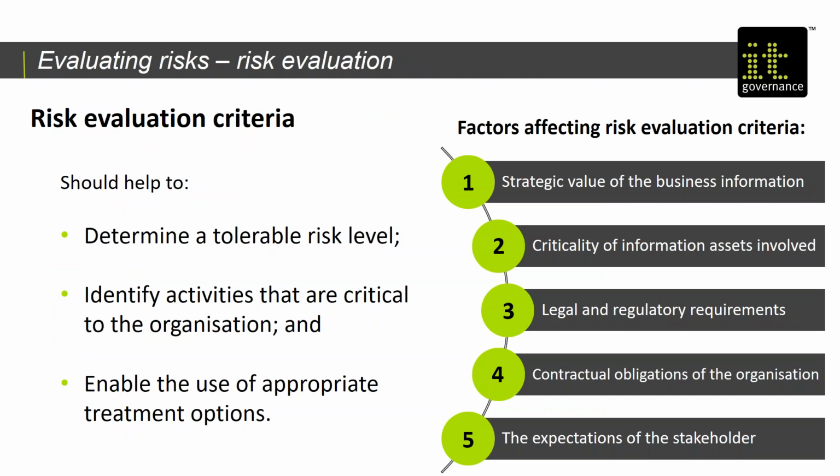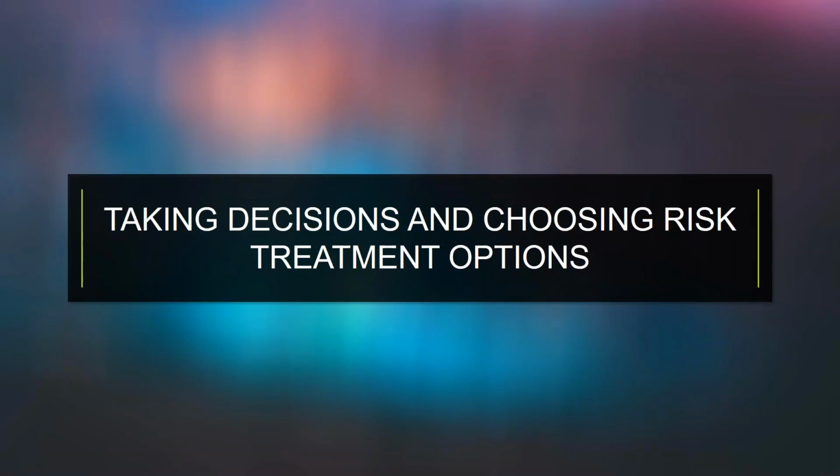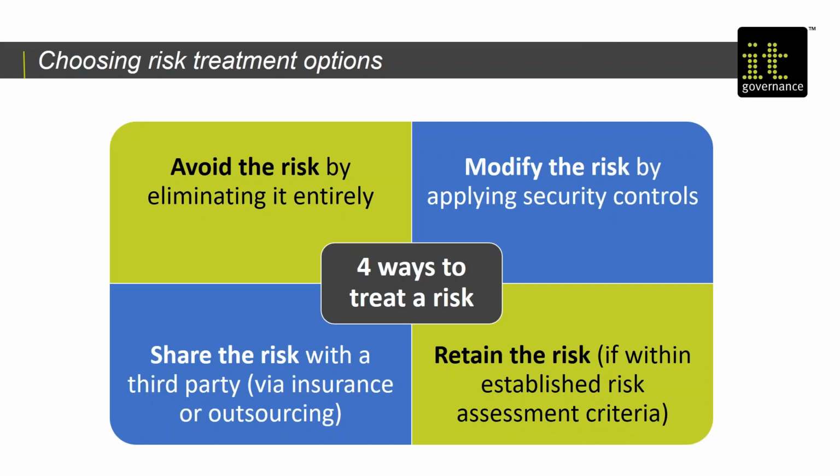The scales, once defined along with the risk method, help inform what is seen as a tolerable risk or a risk appetite, a risk acceptance criteria, against which the evaluated risks will be compared, and that will inform the risk decision, which nicely brings us on to the next section, taking decisions and choosing risk treatment options. Let's have a look at these.